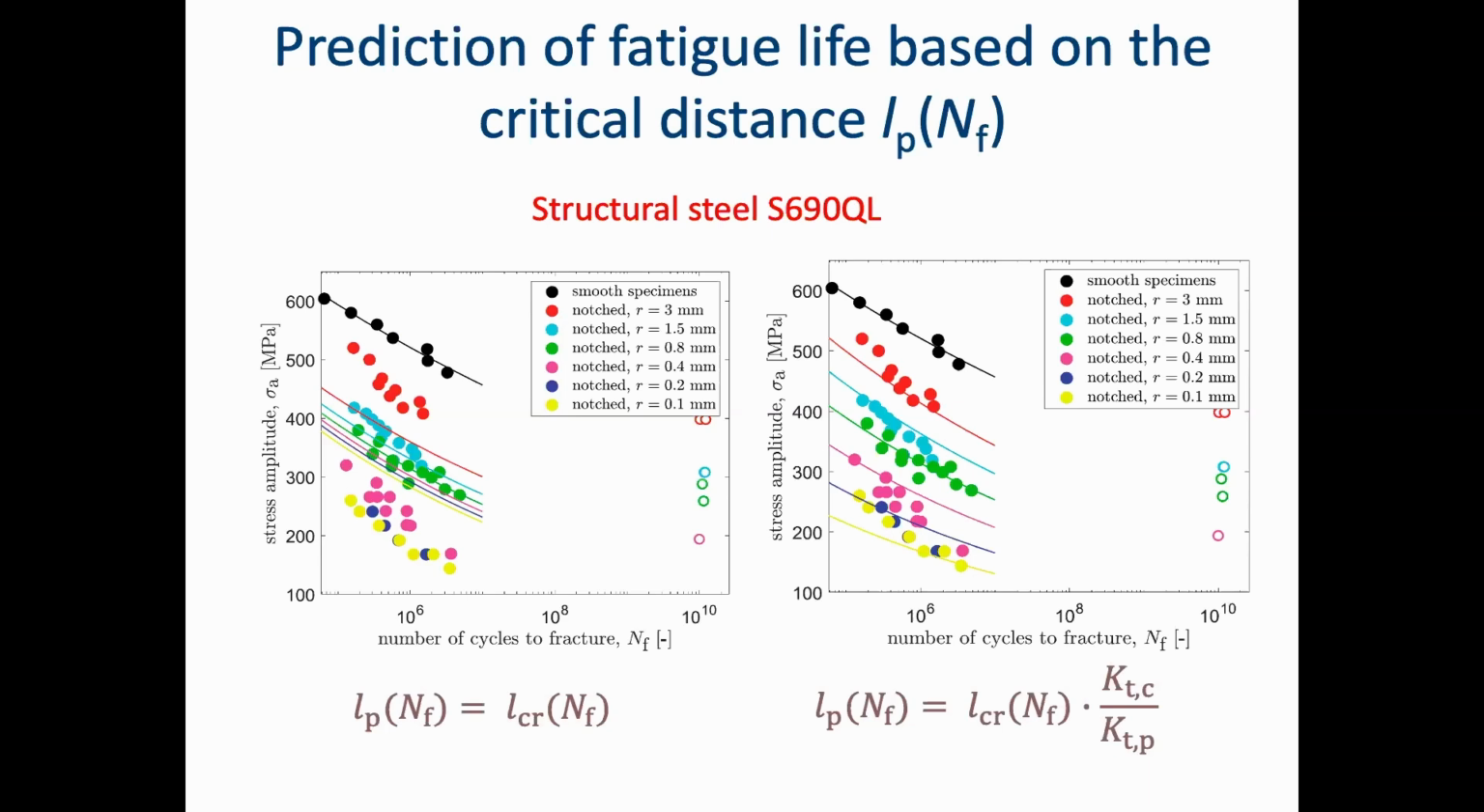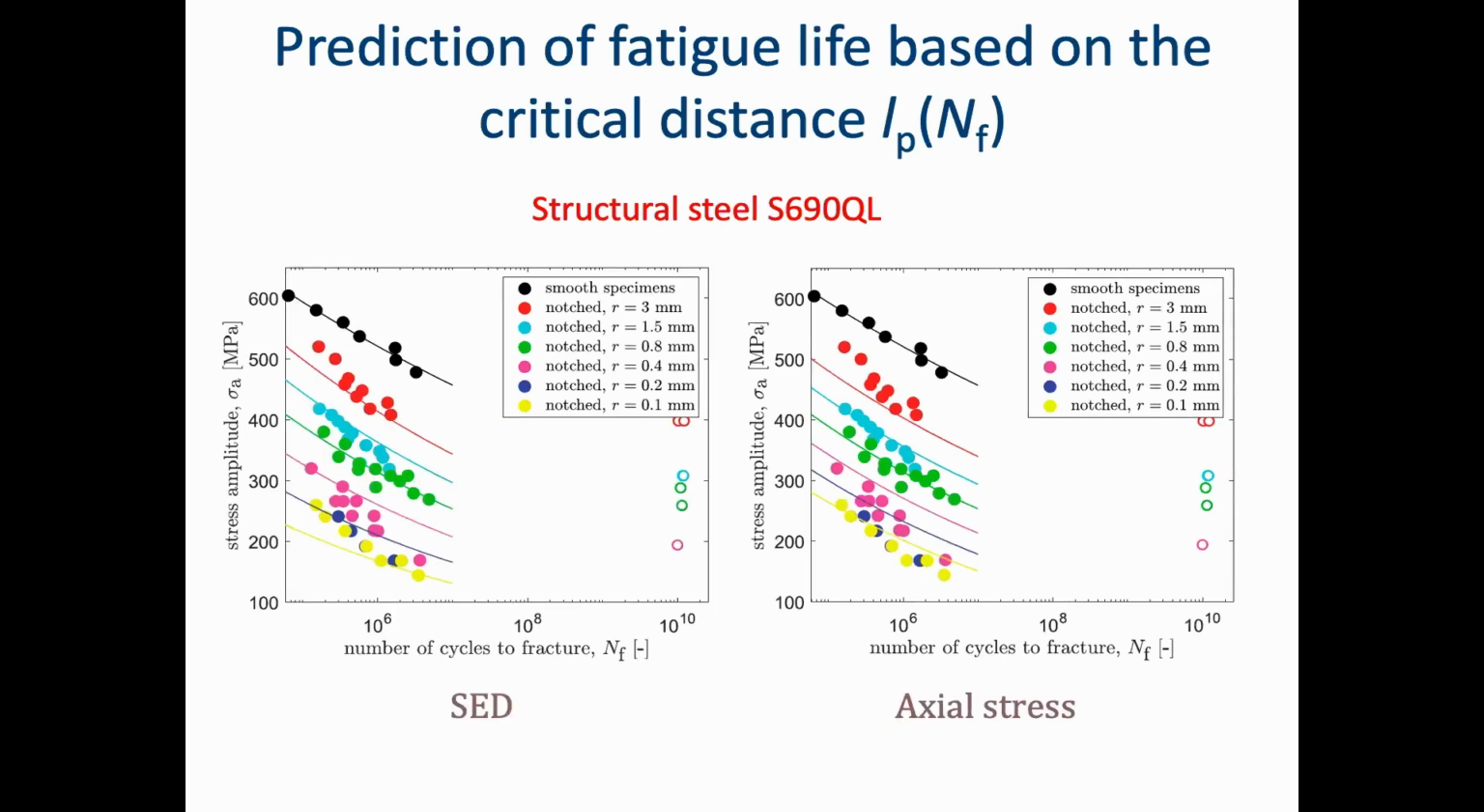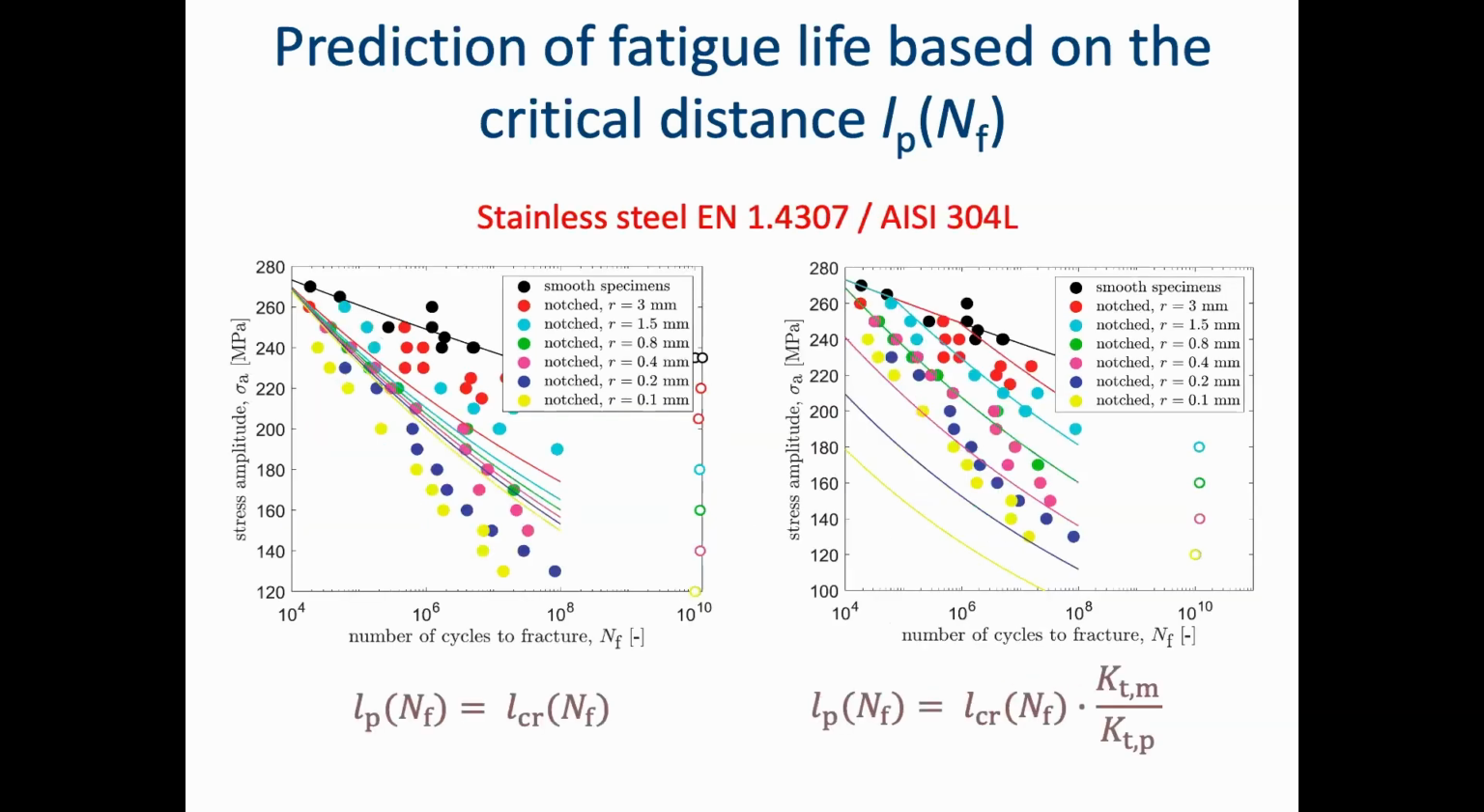These predictions are made from strain energy density. This pair of graphs shows the approach from the strain energy density, and this one is from the axial stresses, a similar modified approach. And you can see that the strain energy density in some cases gives a little bit better predictions than axial stresses. This is for structural steel S690.